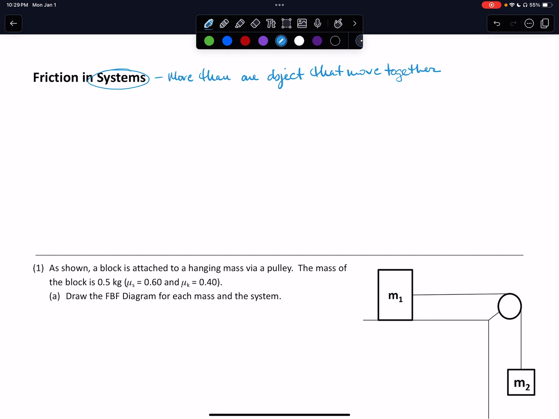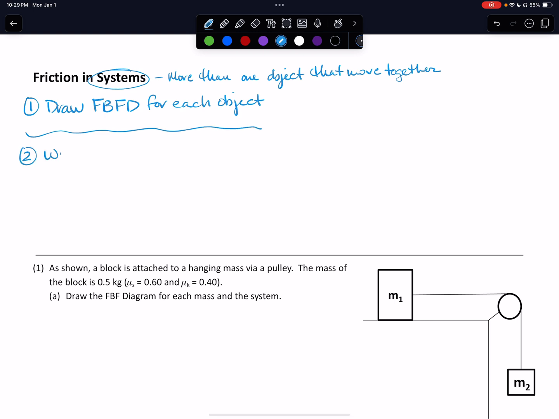All right, so when we run into problems where we have systems, it is vital that you first draw your free body force diagram for each object. Once you have that free body force diagram, you need to write your F-net equations for each object. And depending on the system, you might have an F-net equation for one dimension and a different F-net equation for a second dimension. It just depends on the system, but you need to write them all. It's a good practice, right?